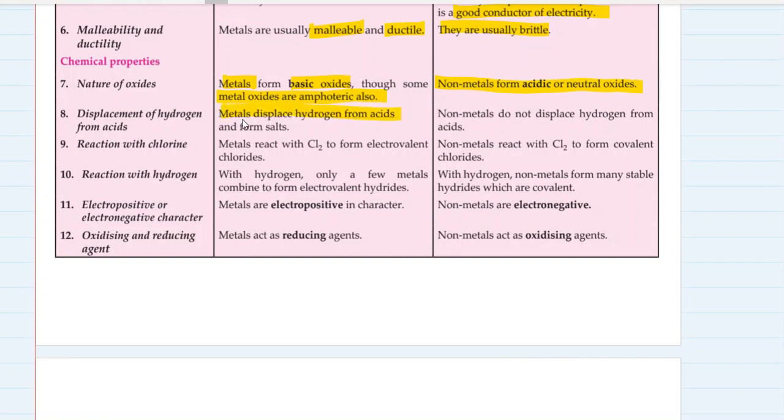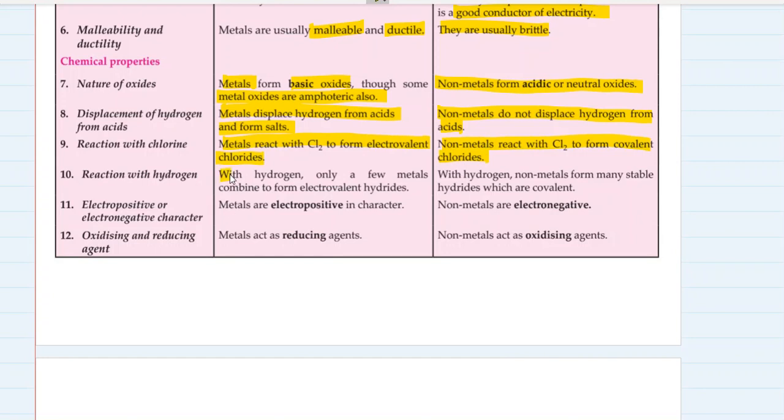Displacement of hydrogen from acids. Metals displace hydrogen from acids and from salts, only those metals which are above hydrogen in the reactivity series. Non-metals do not displace hydrogen from acids. Reaction with chlorine. Metals react with chlorine to form electrovalent chlorides, and non-metals react with chlorine to form covalent chlorides.